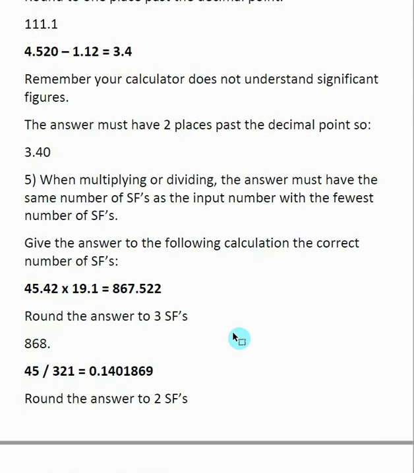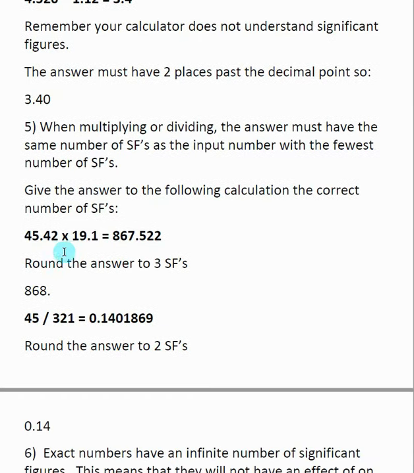Probably the most important rule is when we're multiplying or dividing a number or some numbers in an equation, how many significant figures should my answer have? And the rule says the answer must have the same number of significant figures as the input number with the fewest number of significant figures. So we look at the input numbers, say how many significant figures they have. The one with the fewest number, that's how many significant figures my answer should have.